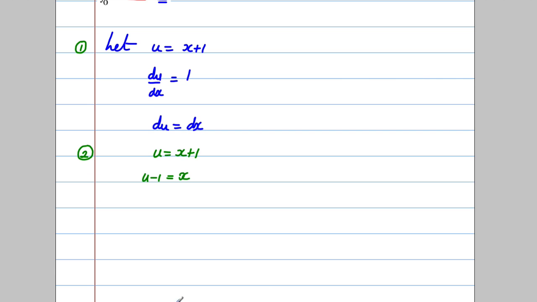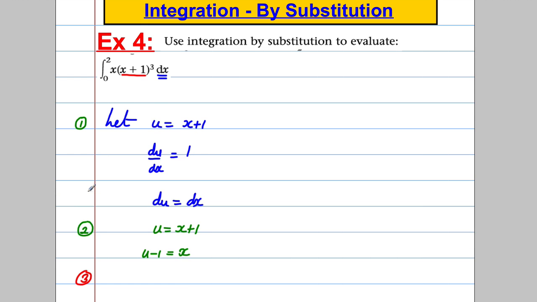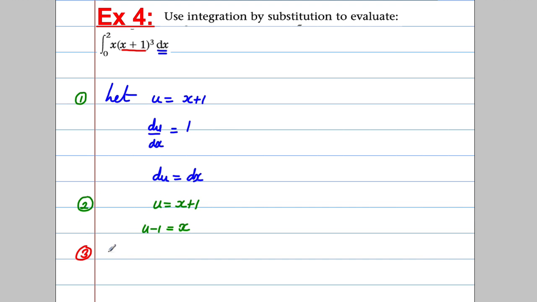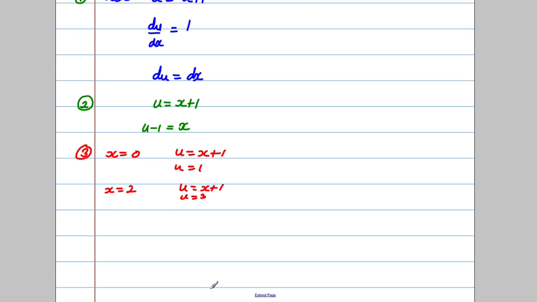And the last thing we have to do is change the limits. So for step number 3, which I'll do in red, we know that x is equal to 0. So when x is equal to 0, u, which is x add 1, would be 0 add 1, so u would equal 1. And when x is equal to 2, u, which is equal to x add 1, would be 2 add 1, which is 3. So we can change our limits as well. It's very important you remember to change the limits.